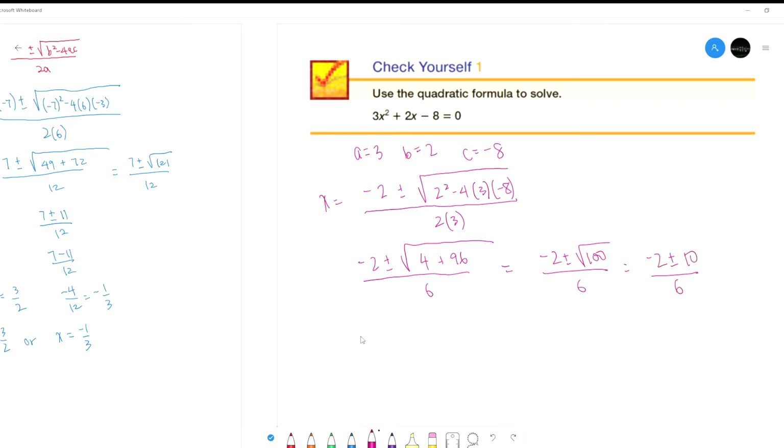So we have two solutions here. We have x is equal to negative 2 plus 10 over 6, or x is equal to negative 2 minus 10 over 6. So we need to figure out what these numbers are. Negative 2 plus 10 is 8 over 6, which is equal to 4 over 3. And negative 2 minus 10 is negative 12 over 6, which is equal to negative 2. So did you get those two solutions? x equals 4/3 or x equals negative 2.